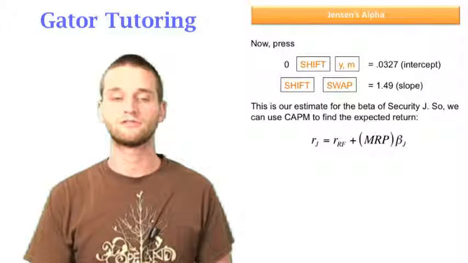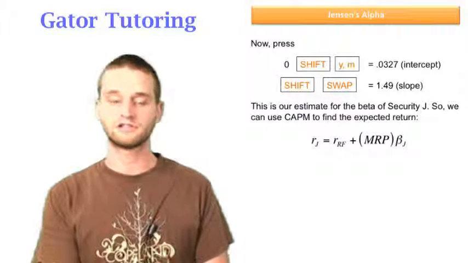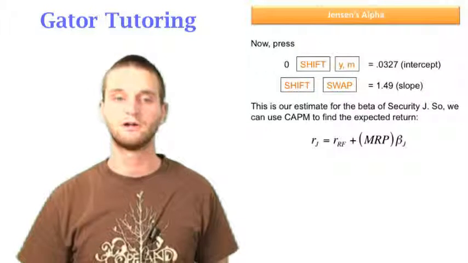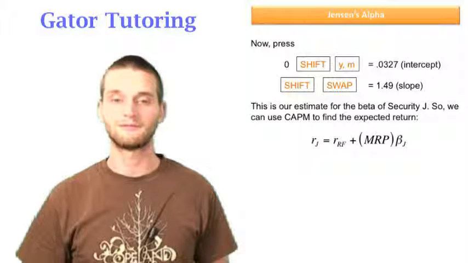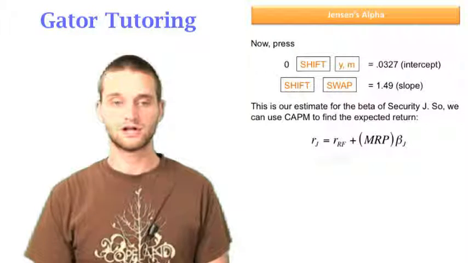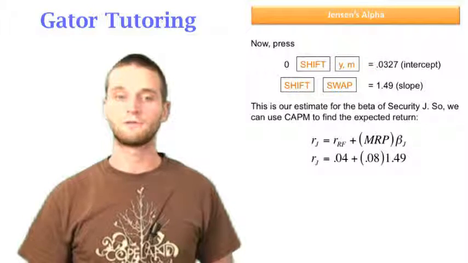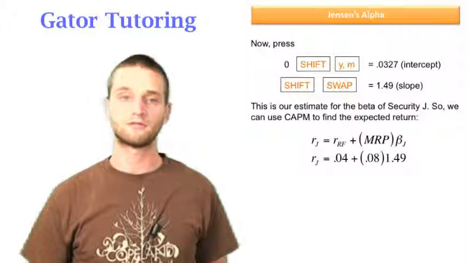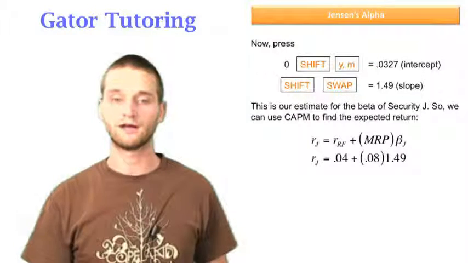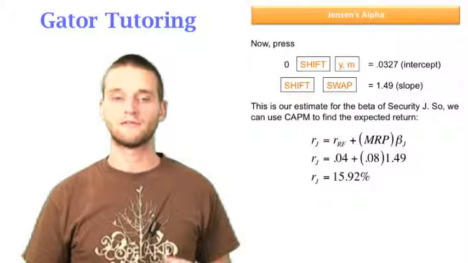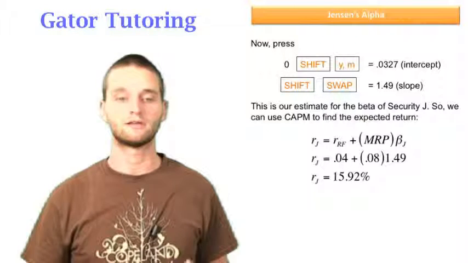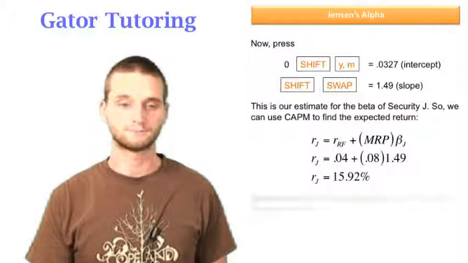CAPM tells us the required return on security J is equal to the risk-free rate plus the market risk premium times the beta of security J. We're given the risk-free rate is 4%, the market risk premium is 8%, and we just found the beta risk of security J to be 1.49. So we find that the expected return on security J is 15.92%.